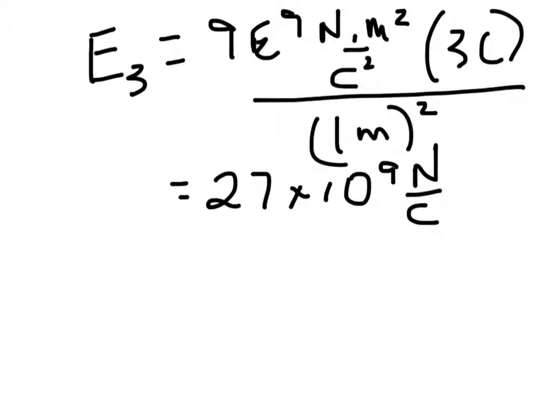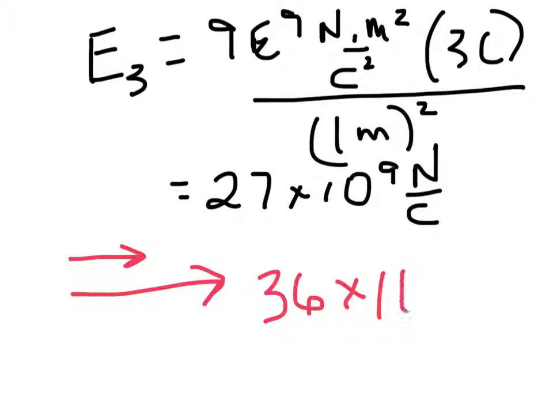So my total sum of the vectors is simply going to be the sum of those two individual ones. Remember, that's E1, that's E3. What I'm simply going to do now is add those up, and I get 36 times 10 to the 9th newtons per coulomb. Hope this helped.